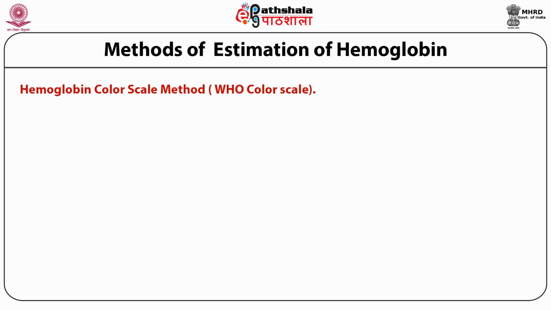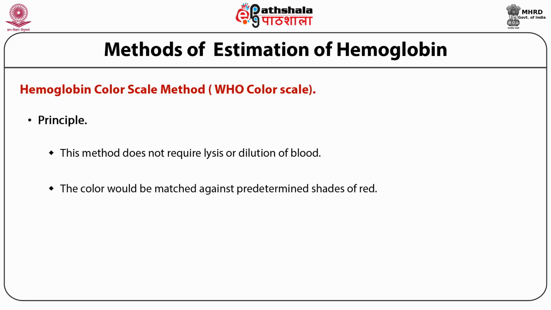The hemoglobin color scale method, that is the WHO color scale. It works on the principle that it does not require lysis or dilution of the blood. This method was developed by the World Health Organization in 1995 based on the principle that the color of a drop of blood could reliably indicate the closest range of the hemoglobin content. The color would be matched against predetermined shades of red.